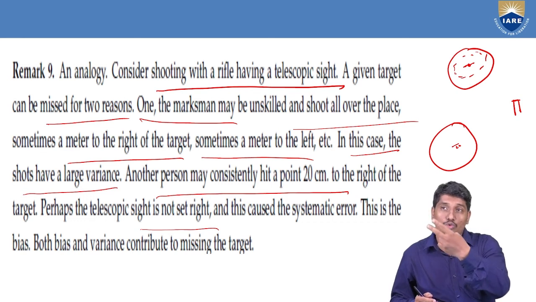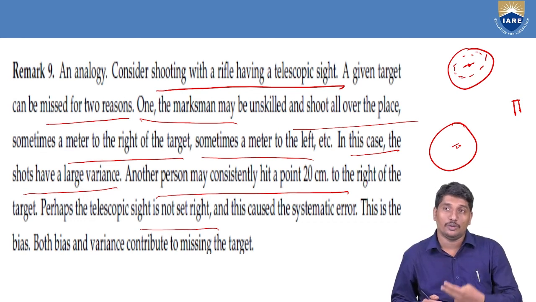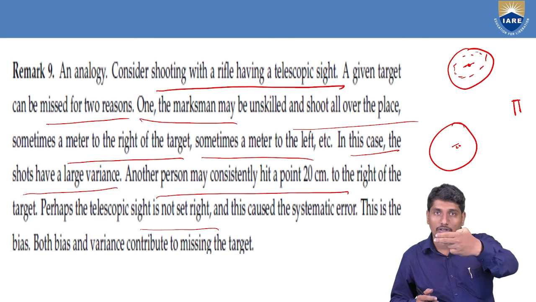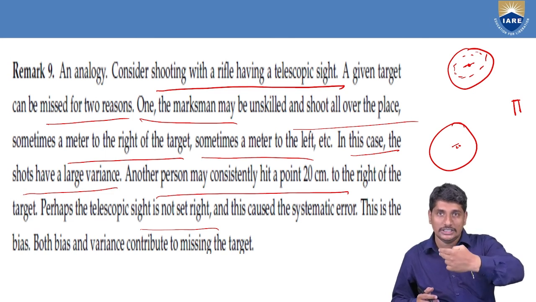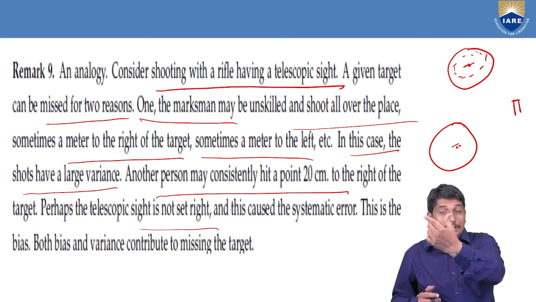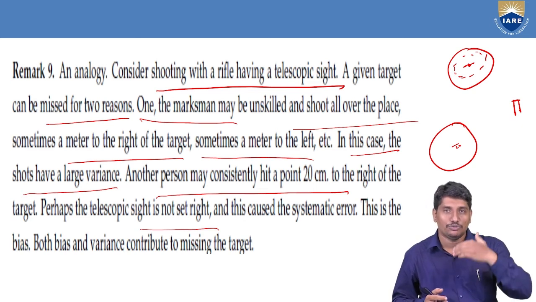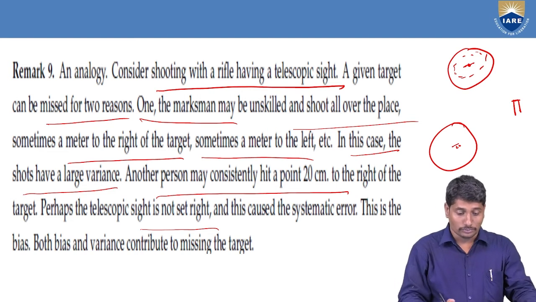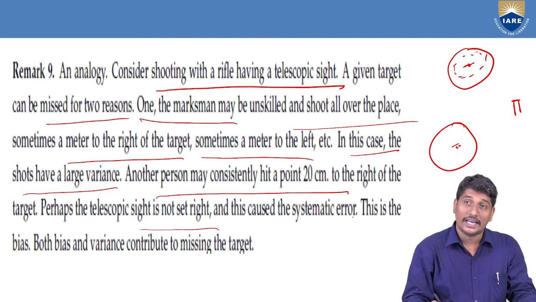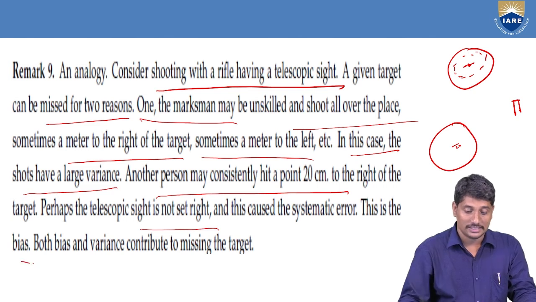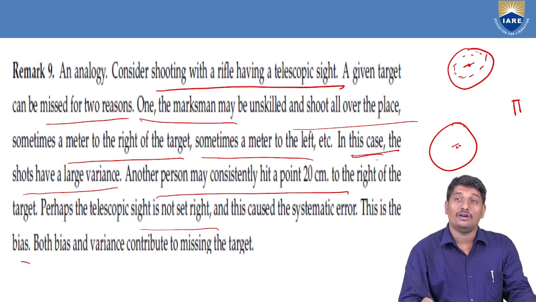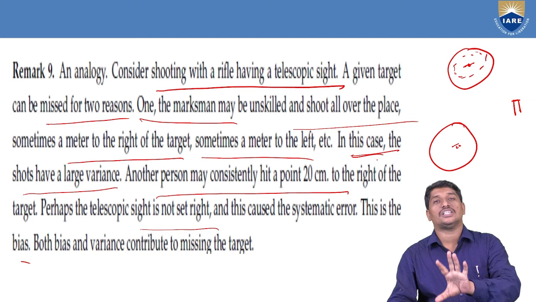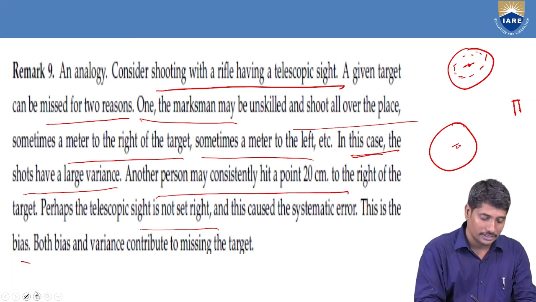That means there are two kinds of mistakes being committed. One is due to your lack of concentration, and second is due to the error in the machinery. That is, one is human error, second is machine error. So the second kind of error is called bias. The first error is called variance. So I'm going to describe the difference between bias and variance.